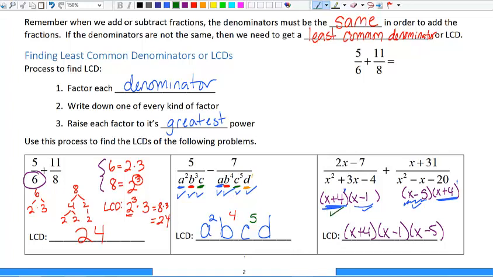To go back and check, the first denominator required at least 1 x plus 4. Does it have it? Yes. It required at least 1 x minus 1. Does it have it? Yes. The second fraction required at least 1 x minus 5 and at least 1 x plus 4, and I have it. So this is how you find the LCD.